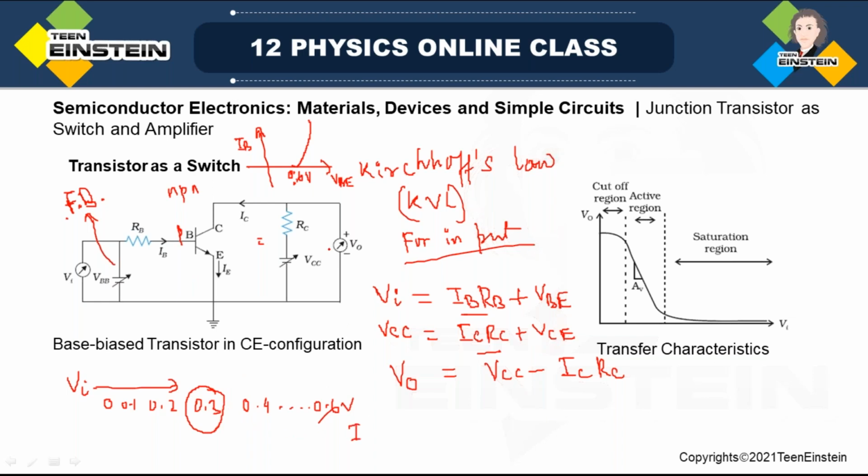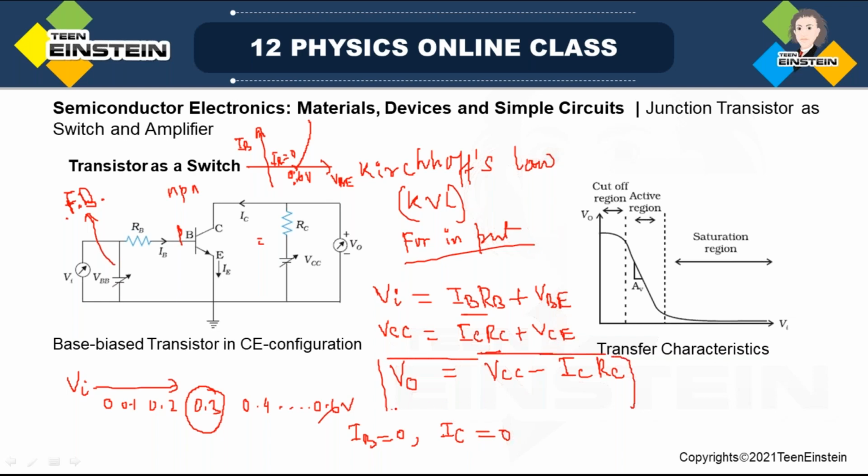That means what will happen? See, below 0.6 the current IB is 0. So here I can write IB is 0. If IB is 0, as I said, the transistor is not conducting, so IC also will be 0. Okay, so if IC is 0, what will be the output? Look, this output.